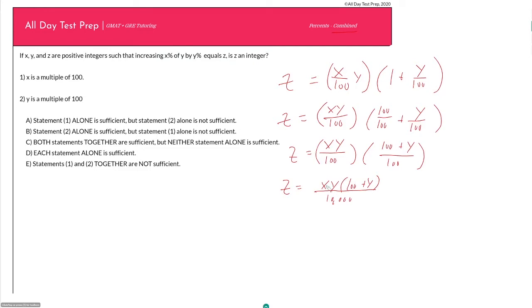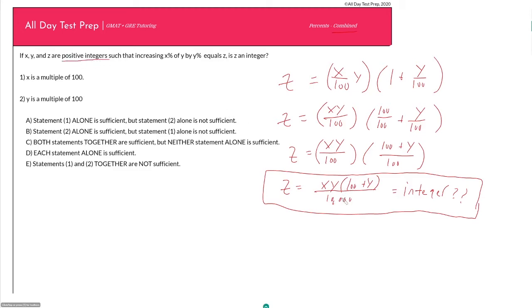And remember, I'm rephrasing my question here really. I want to know, is z an integer? So z is equal to this, and I want to know, is this an integer? So when will this be true? In order for z to be an integer, and remember x, y, and z can't be equal to 0, they all have to be positive integers, so we don't have to worry about that option. This means our numerator here must be a multiple of 10,000, because for z to be an integer, our numerator has to contain a 10,000, so it will cancel out our denominator.